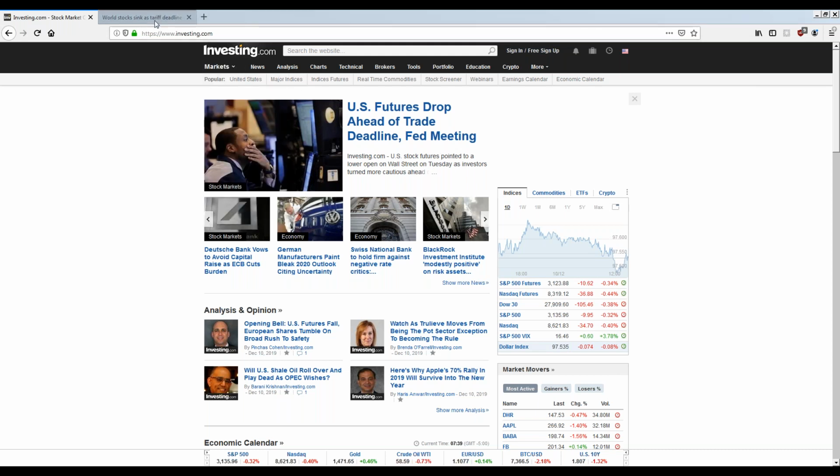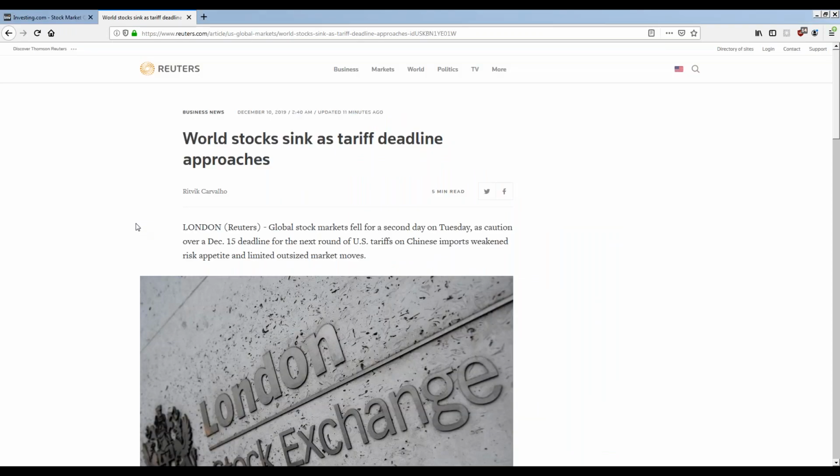Let's look at a second source. I wouldn't trust just one source. We're looking at investing.com. What about Reuters? This was one of the first headlines I found on Reuters. I just pulled this up a little while ago. World stocks sink as tariff deadline approaches.